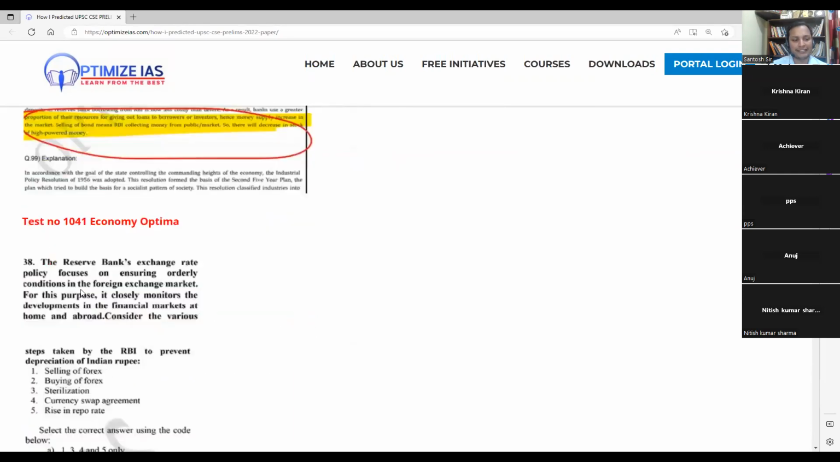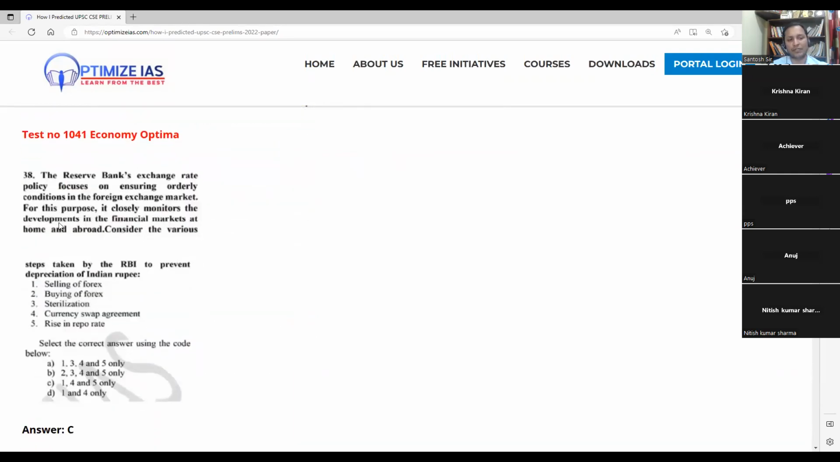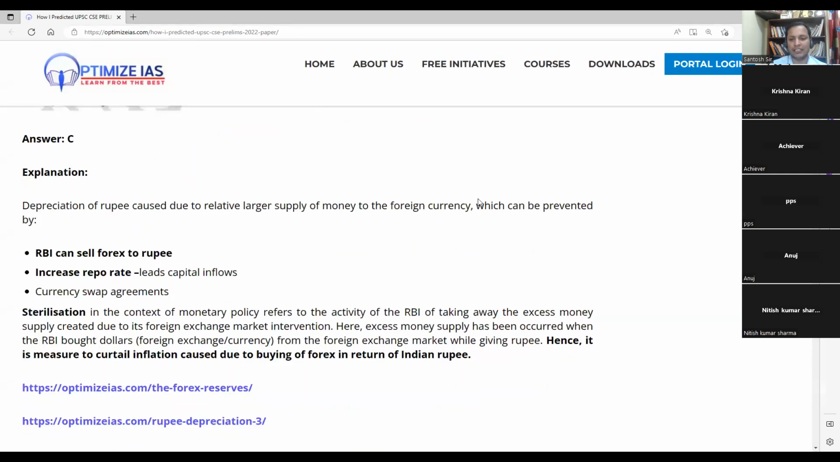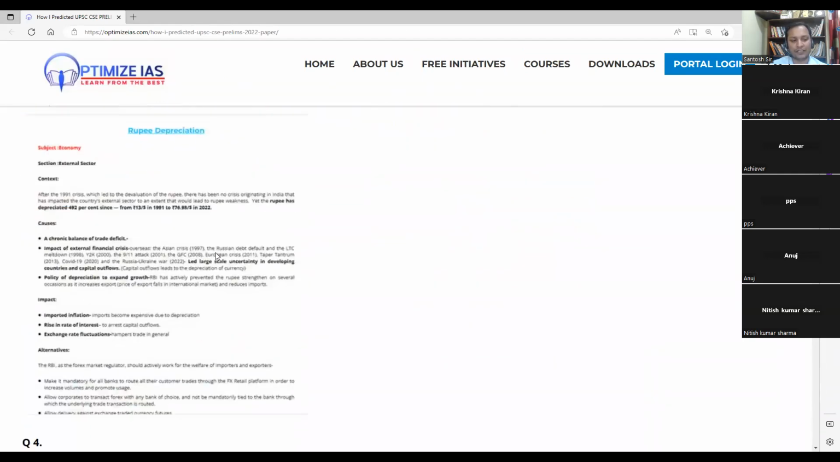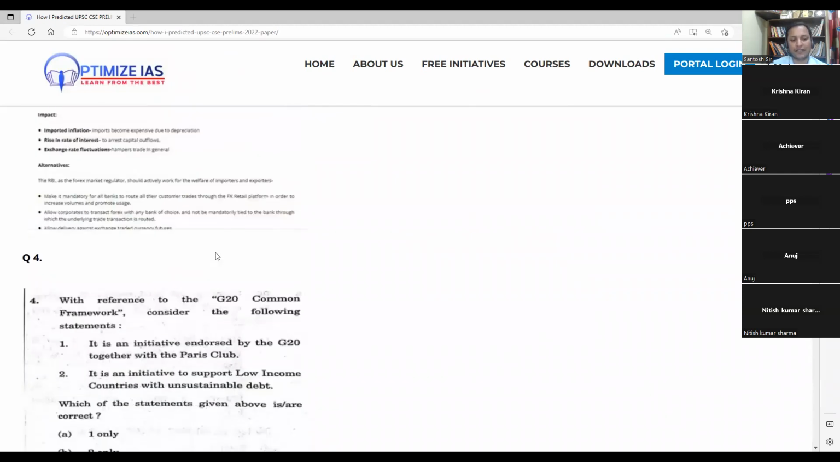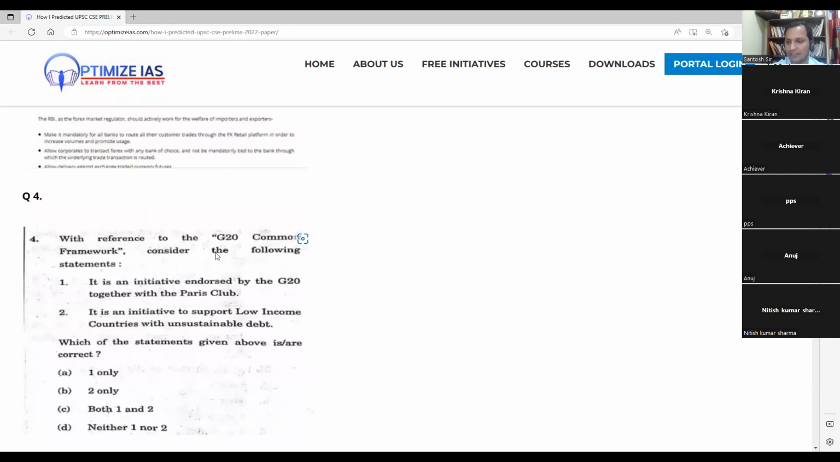Exactly this question was given in the Economy Optima. Depreciation of the rupee is caused by what? A larger supply of the rupee relative to foreign currency. And how can RBI check this? RBI can sell forex for rupees. Exactly, we have covered this topic. Okay, so question number 3 also we have covered.